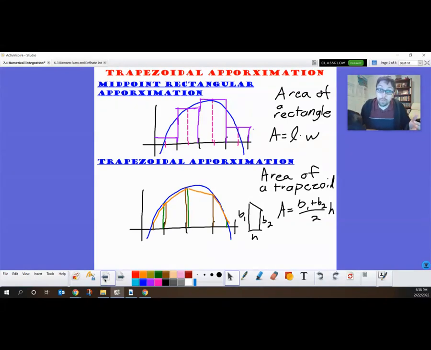Hi, and welcome to Trapezoidal Approximation. What we're talking about in this video is finding the area under the curve just as we would with a rectangle. However, we want to use trapezoids instead.